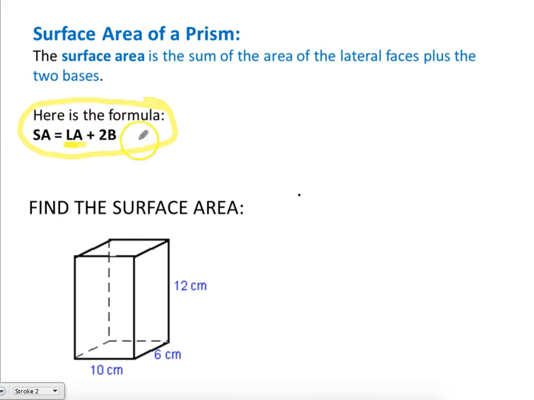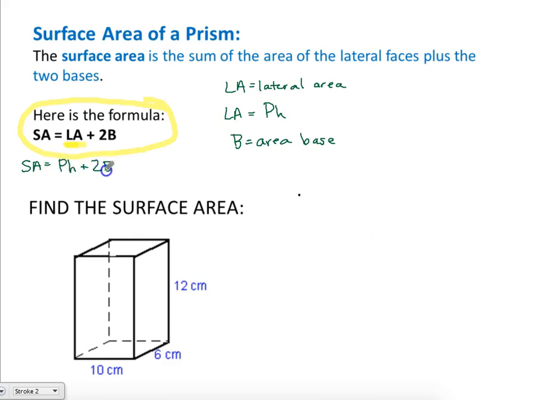So let's make sure that we understand what all these are. LA is the lateral area. And remember how we find lateral area? Capital P times H is lateral area. And then capital B is the area of your base. And that might change depending on what type of base you have. You might have a triangle, you might have a rectangle. So the formula for the area of the base is dependent on what type of base you have. So surface area we can rewrite as lateral area is capital P times H plus 2 times B.